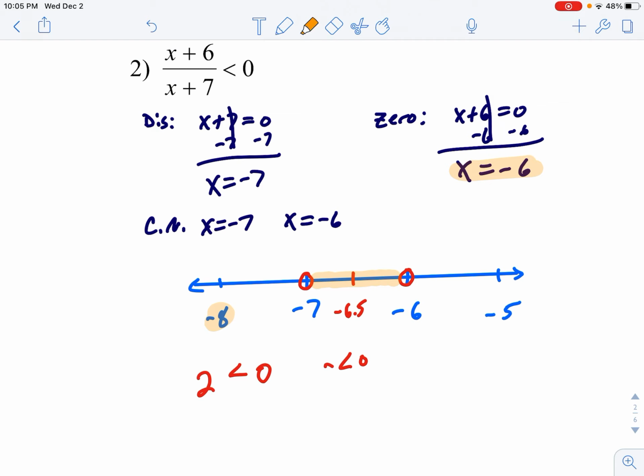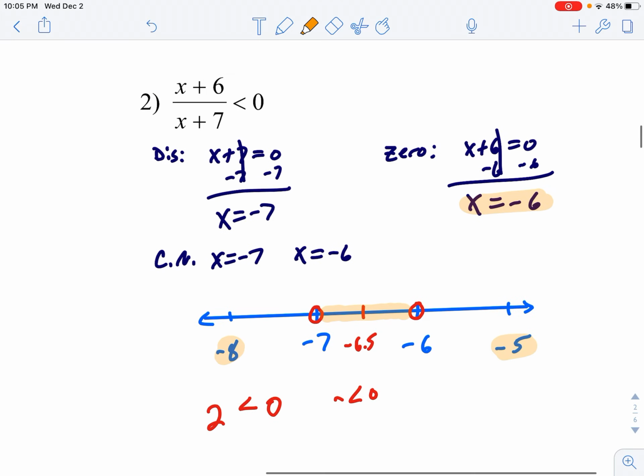So now pick a test point out of the next interval. So this interval here. Let's try -5 and plug it in. -5 plus 6 is a positive. -5 plus 7 is a positive. Positive divided by positive is positive. Can you have a positive less than 0? No, you can't have a positive less than 0.